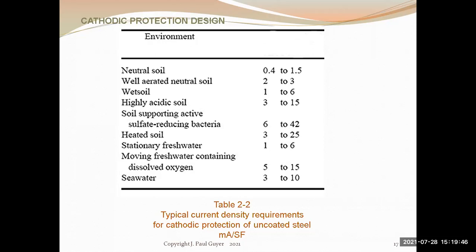If you have unusual soil conditions that are enumerated here, wet soil, highly acidic soil, heated soil, seawater, et cetera, you can have substantially different current density requirements. But the well aerated neutral soil is a commonly encountered soil condition. So that's where this rule of thumb of a minimum of 2 milliamperes per square foot of bare structure area comes from.